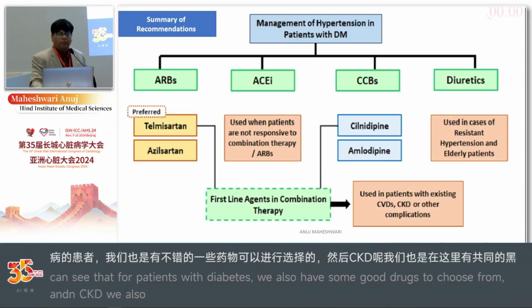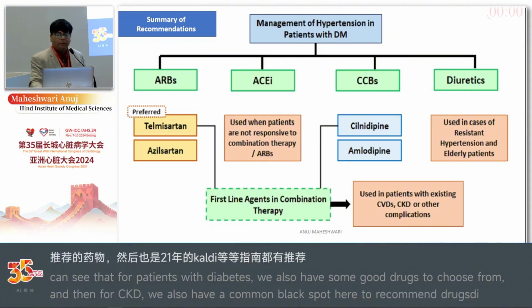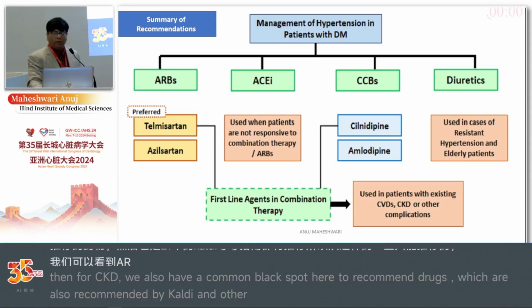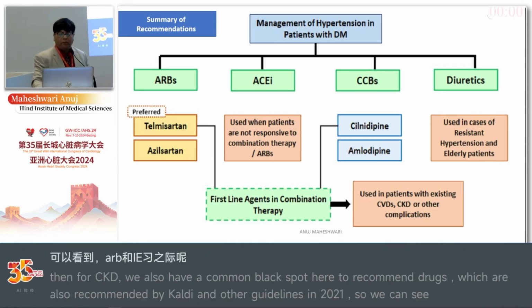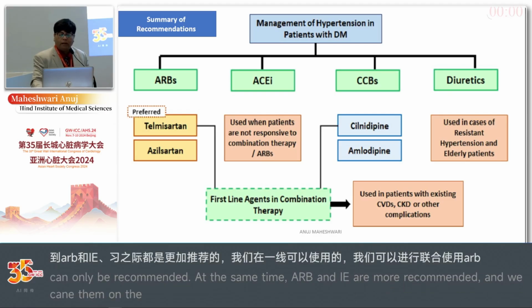So this is the summary of the recommendation, where we can see that ARBs and ACE inhibitors are the two preferred RAS blockers that we can use as a first-line combination therapy, as one part of the combination. ARBs and ACE inhibitors should never be combined together. They should always be combined with either a calcium channel blocker or diuretics, as the case may be.